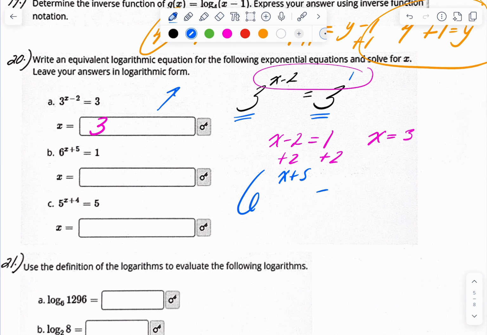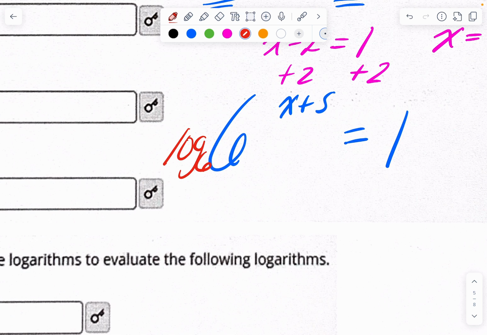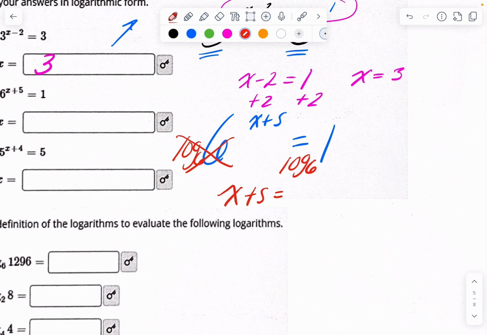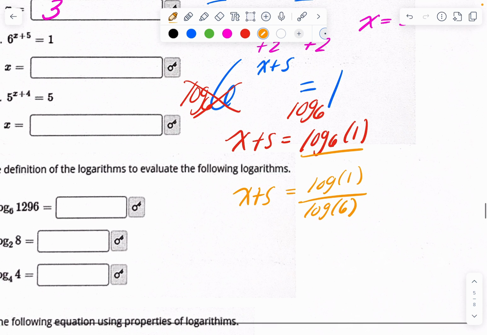6 to the x plus 5 equals 1. We could go ahead and solve by logarithms here if you want. So we would take log base 6 of both sides. These cancel out. So we have x plus 5 equals log base 6 of 1, which then we would need to type into our calculator. So let's rewrite it. That's log of 1 divided by log of 6, which then I put in my calculator and see if it's a whole number or decimal.